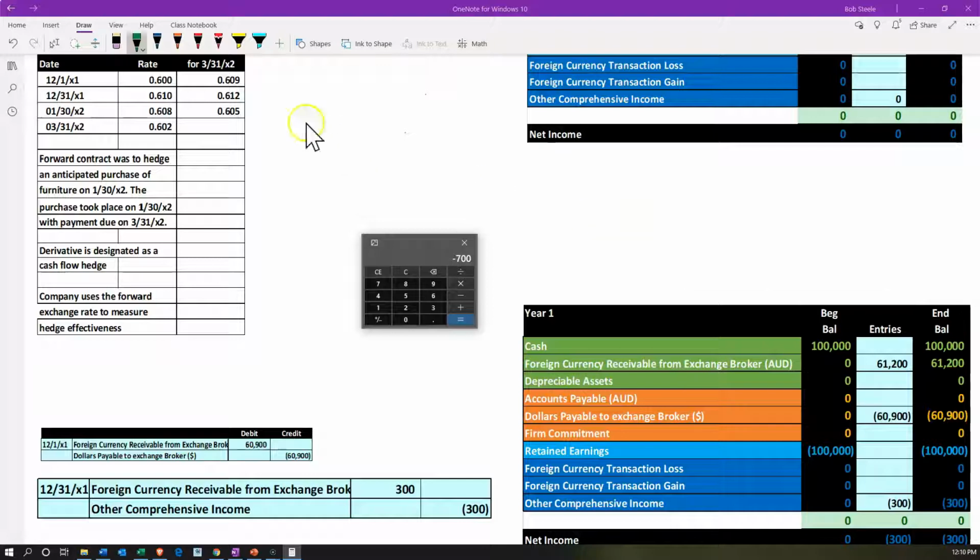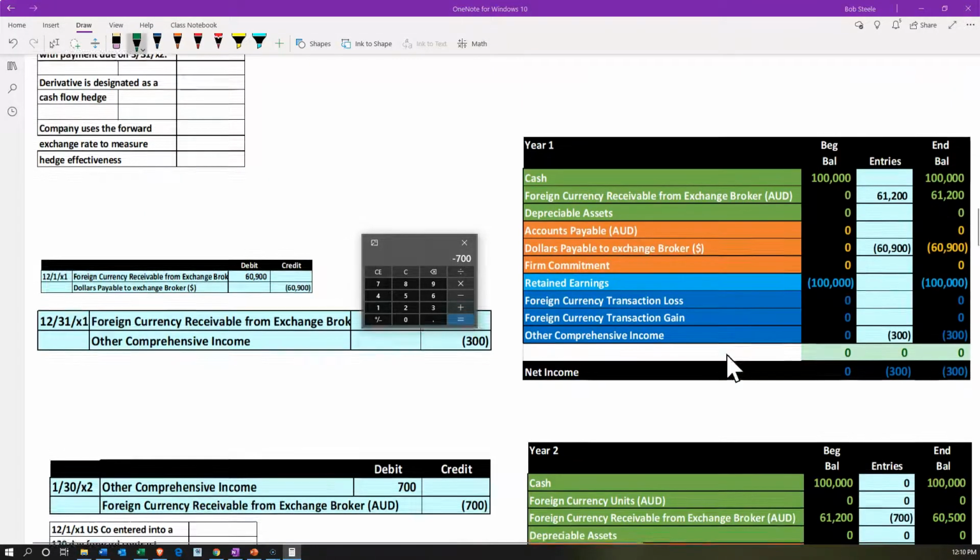Why is it going to be a loss? Because it was $1 Australian dollar being 0.612 US dollars, now $1 Australian dollar to 0.605 US dollars, the less US dollars per the Australian dollars. The Australian dollar got weaker. We're getting paid in Australian dollars, so that's not good for us, right? That would be then a loss.